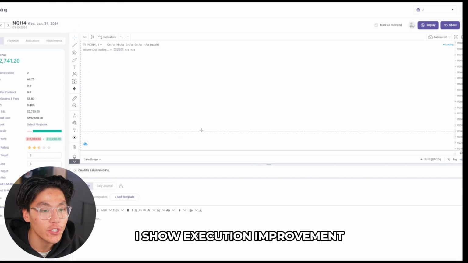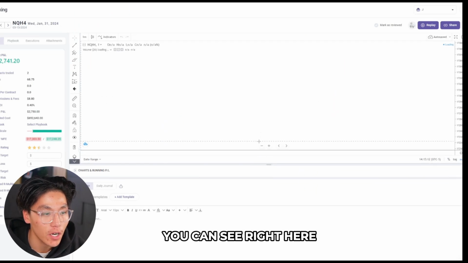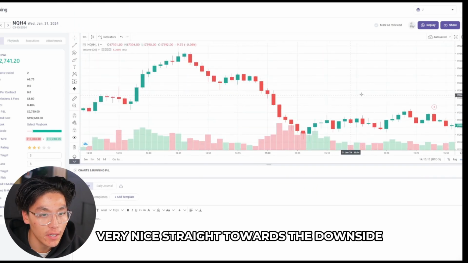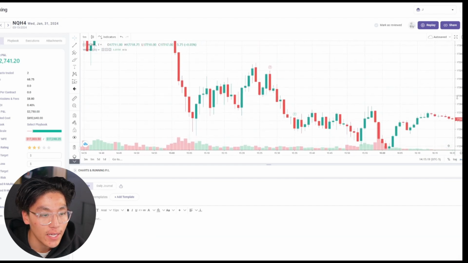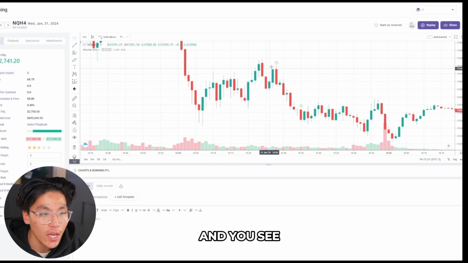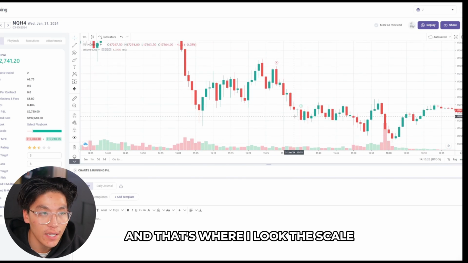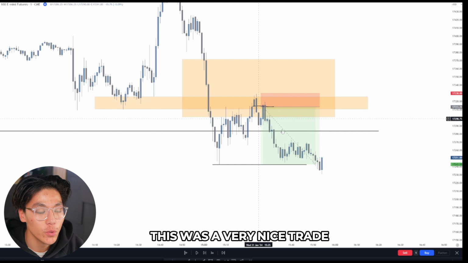As always, I show execution and proof, and you can see right here, we end up having a very nice trade towards the downside. I end up capturing a very nice move on the NQ, ended up selling on this 1528 candle, and you can see we had a nice push towards the downside, and that's where I look to scale. And you can see right here, this was a very nice trade.